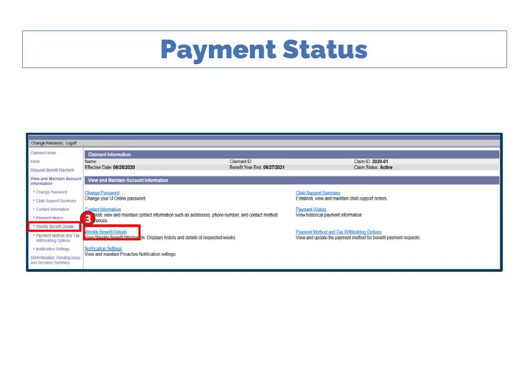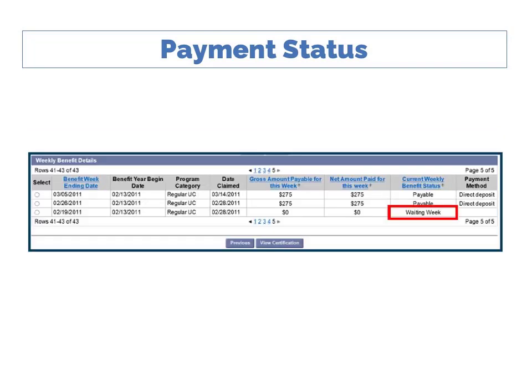If you would like to see details about the status for each week you have requested, click on View and Maintain Account Information, then select Weekly Benefit Details. If the status says Waiting Week, it means that the first week of your claim for which you would have been eligible for payment is an unpaid week according to state law.